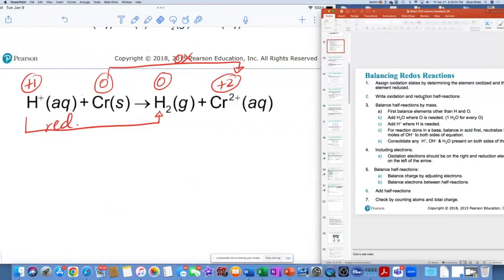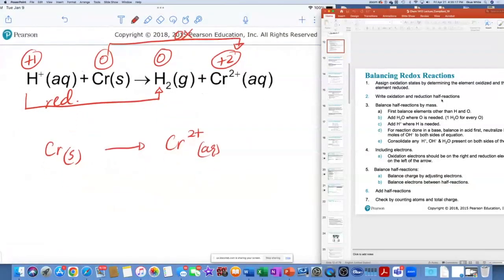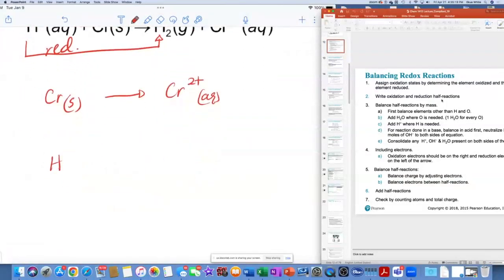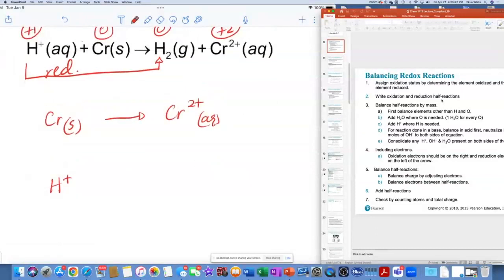Step number 2, write oxidation and reduction half reactions. I like doing my oxidation first, so I'm going to write Cr (solid) to give us Cr2+ (aqueous). The second one here is H+ (aqueous) to give us H2 gas. Okay, let's go ahead and work it out from here.